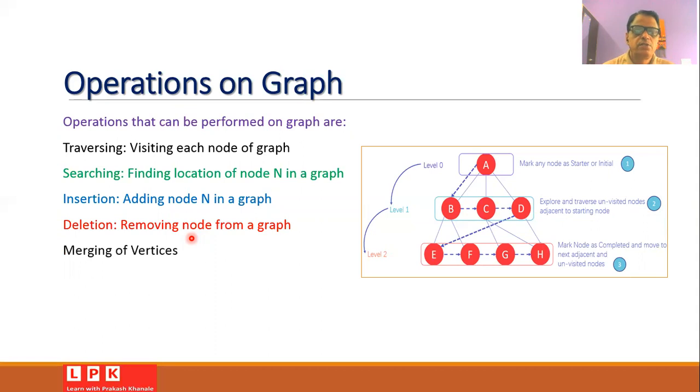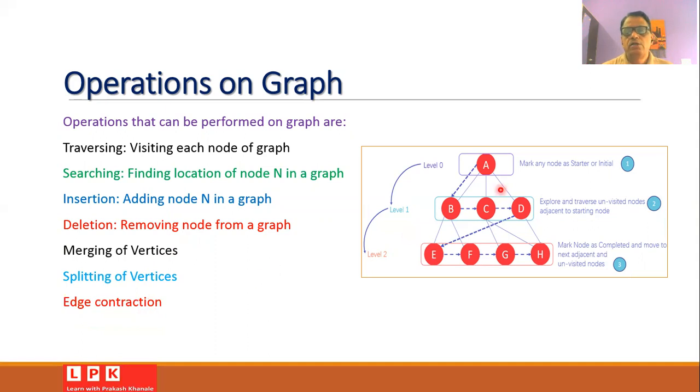Apart from these operations, it is also possible to perform several other operations such as merging of the vertices, where two or more vertices can be merged with each other, and splitting of the vertices, where you can split one vertex into two or more vertices. You can contract the edge also.